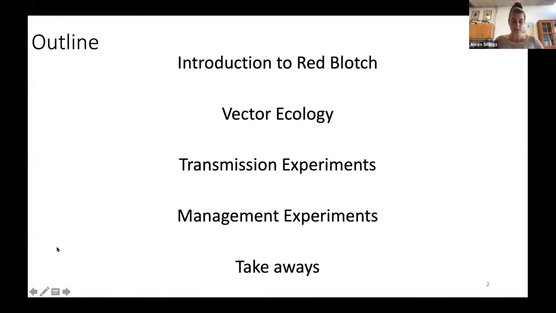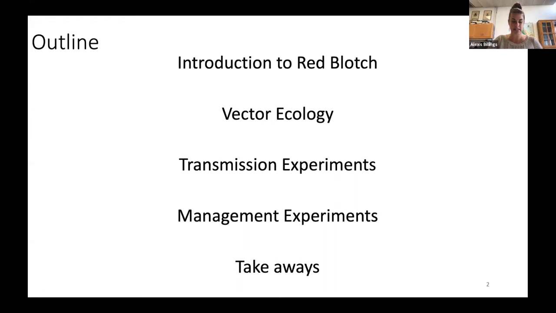So we'll start with a brief overview of red blotch virus, so we're all on the same page. Then we'll talk about some vector ecology before we get into our actual experimental transmission work with potential vectors. Then Kristen will tell us about some projects in the vineyards focused on management of potential vectors, and then we'll wrap it all up with some key takeaways.